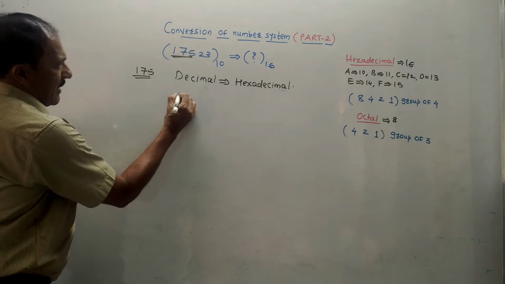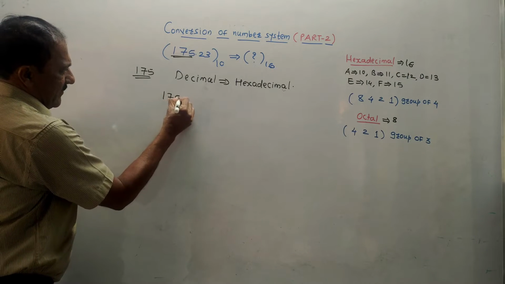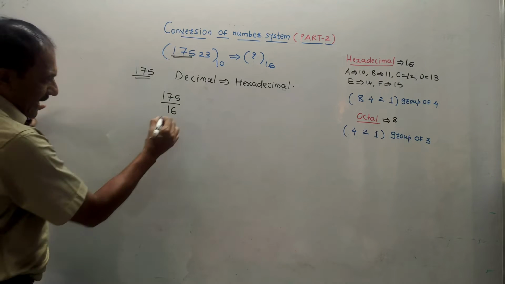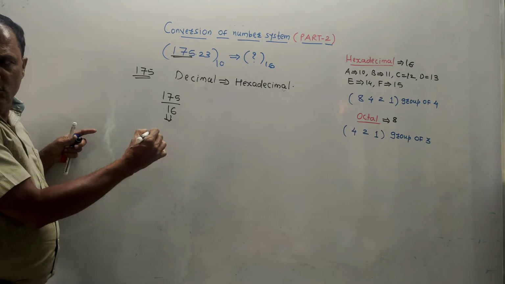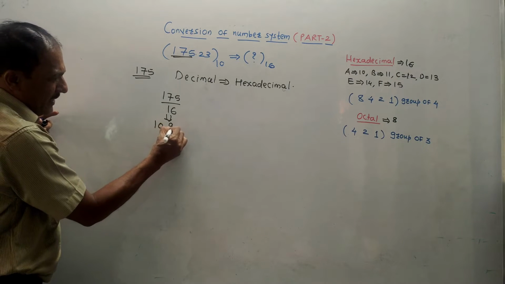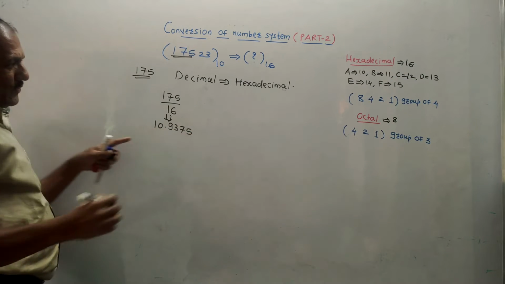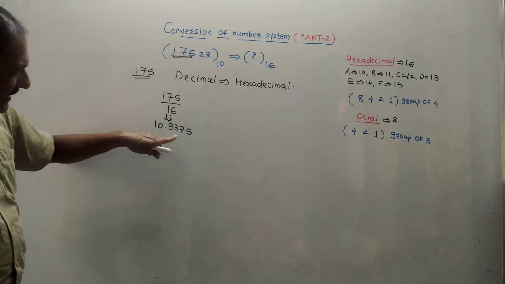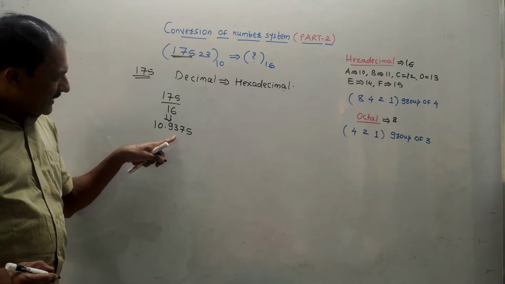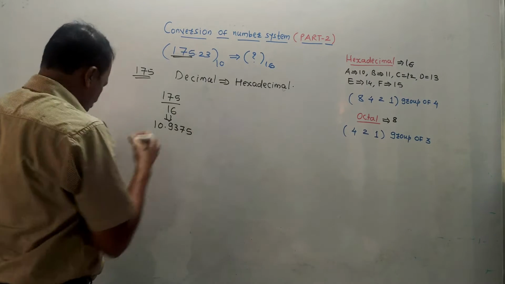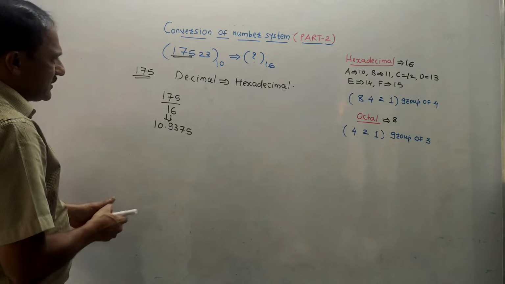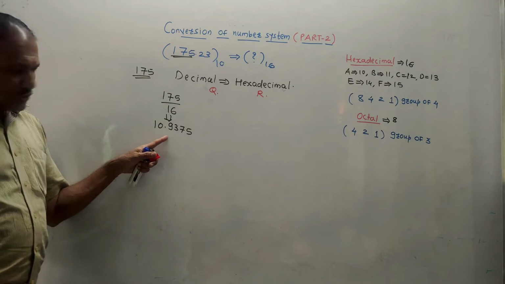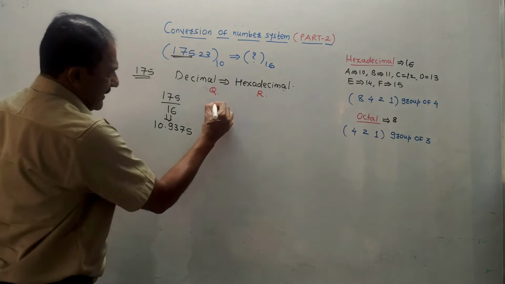So first step, I will write it over here, 175 divided by 16. Divide this integer part by 16 and calculate its answer on the calculator. The answer is 10.9375. Then make two columns like this. First is quotient and second is remainder. So the quotient in this case is 10. I will write it 10.